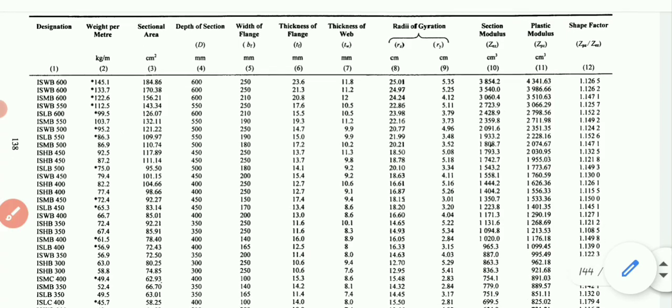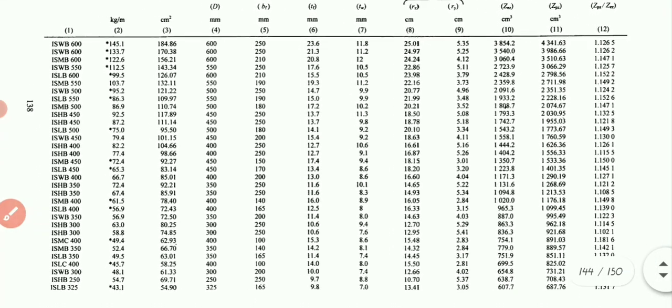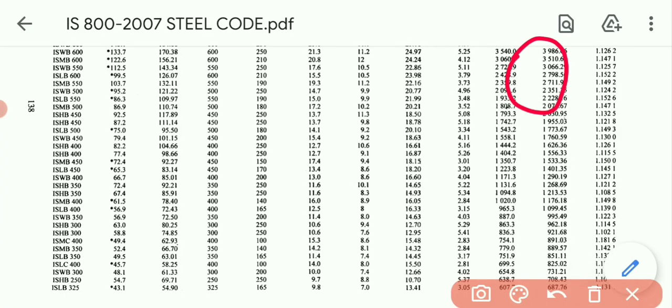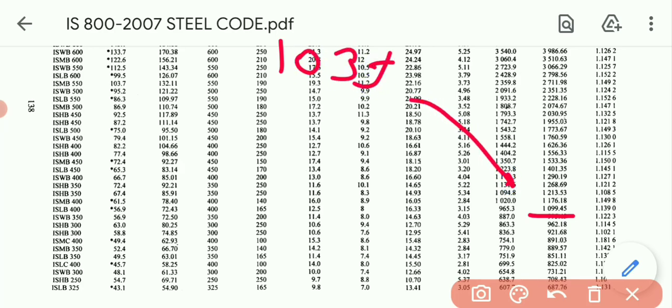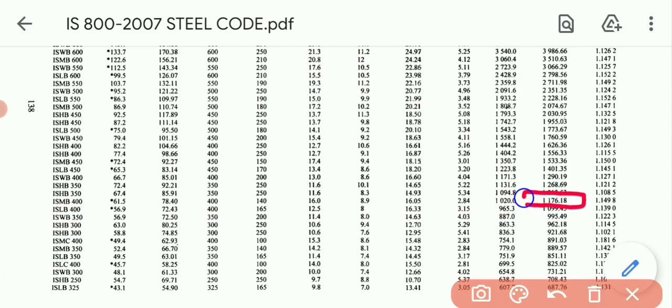I got one section over here, say 1099, but don't select a section whose ZP is only slightly more than required, say 50 or 100. Select a section such that its ZP value is at least 100 greater. Here the value is 109 greater. First let me see whether it is a beam or channel section. It's a beam section. If I want to, I can take it, but I'm going for the safer side, so I'm taking another section, this one, 1176.